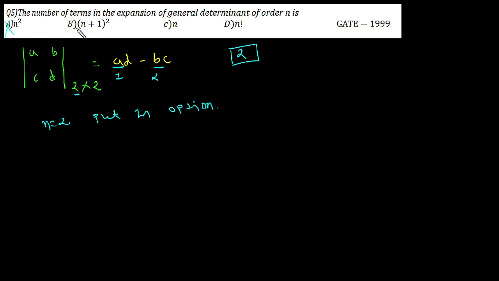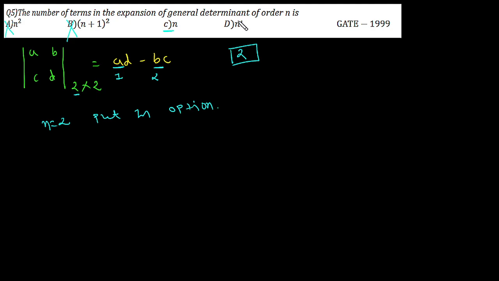Now let's move on to option B. Option B says n plus 1 whole squared. Here n is 2, so we get 3, and 3 squared is 9. Again we are not getting 2, so option B is also wrong. Now let's move on to option C. Let's put n equal to 2 in option C. What we are getting is simply 2 again. So yes, option C correctly describes the number of terms for any 2 cross 2. So yes, C may be the answer. Now let's check D also.